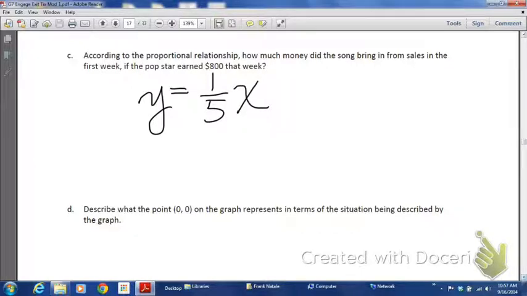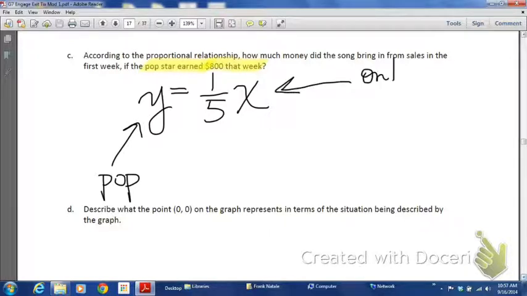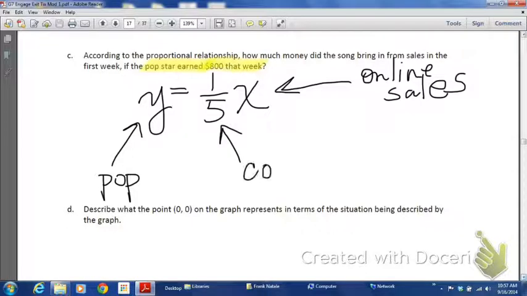If we have some data already, what we know, and again, if we're to turn this around, now we know, in this case, we know y. Okay, 800, because that's the pop star. Remember, this is the pop star. Pop. And this is online sales. Okay, that's the x. And this, of course, is our constant. Okay? We know this because we wrote this already.